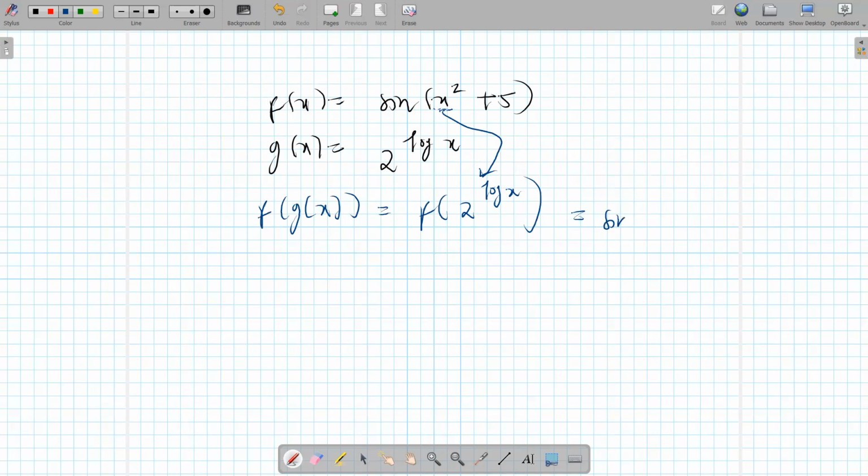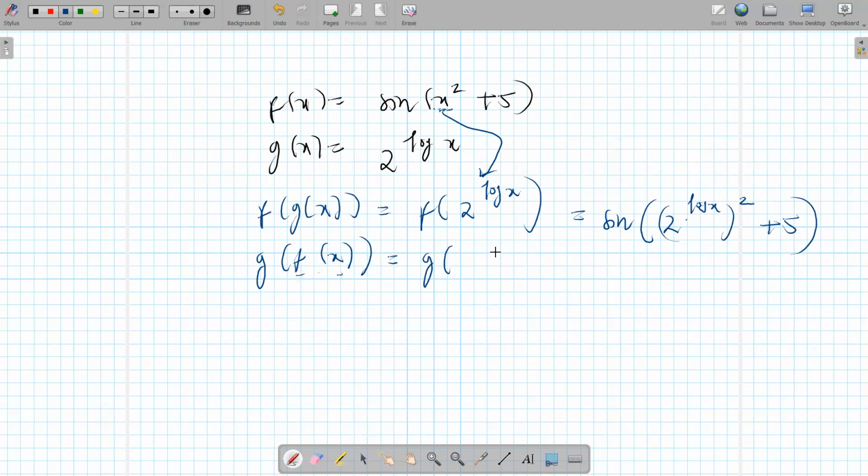So it's going to become sine of 2 to the log x, this entire term squared, because x is being squared, plus 5. Like that. What about the other way around? G of f of x. So we're just trying to find g.